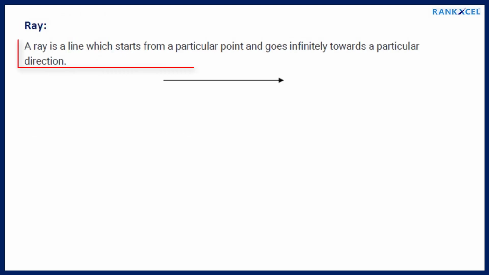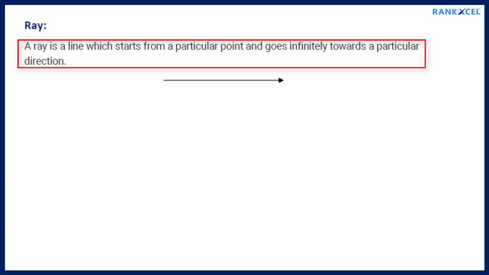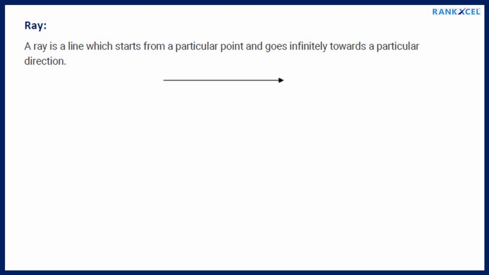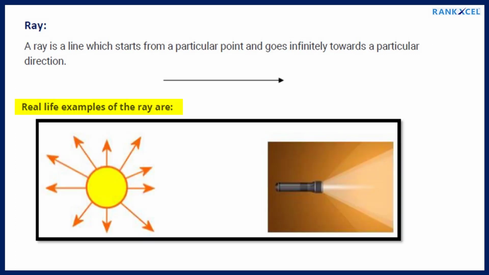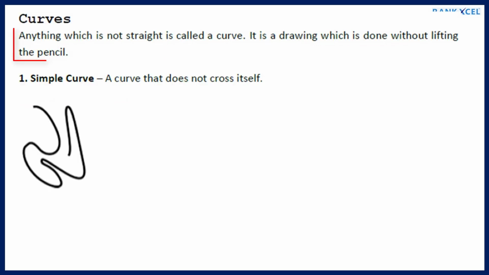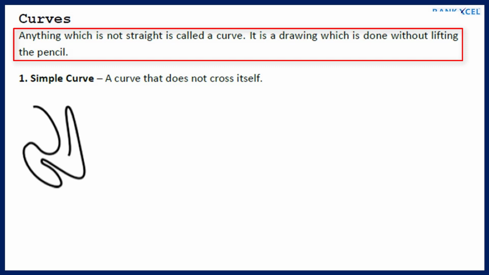Ray. A ray is a line which starts from a particular point and goes infinitely towards a particular direction. Real-life examples of the ray are shown. Curves. Anything which is not straight is called a curve. It is a drawing which is done without lifting the pencil.